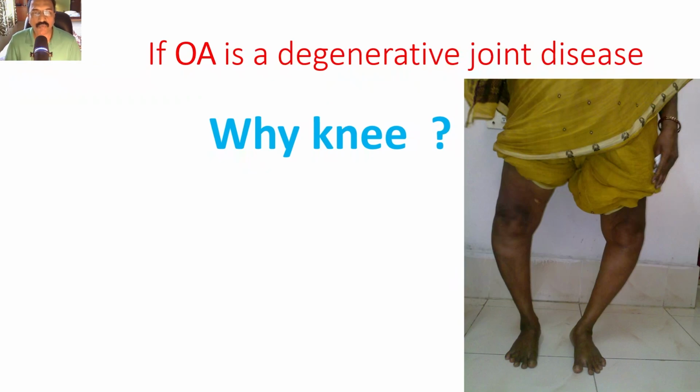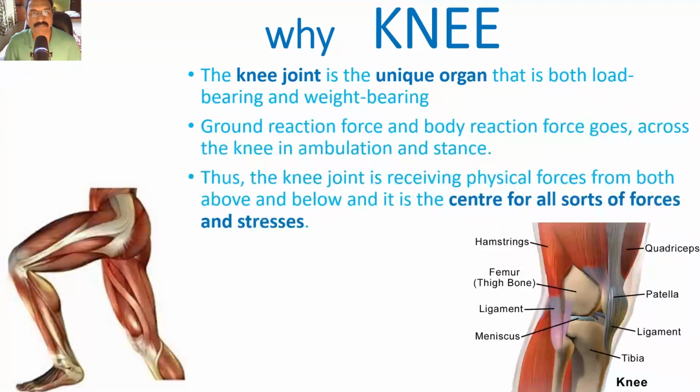Prabhat Kumar. Today I would like to talk about why the knee is the commonest site for osteoarthritis if osteoarthritis is degenerative joint disease. The knee joint is a unique organ that is both load bearing and weight bearing, with ground reaction force and body reaction force going across the knee in ambulation and stance. Thus, the knee joint is receiving physical forces from both above and below and is the center for all sorts of forces and stresses.